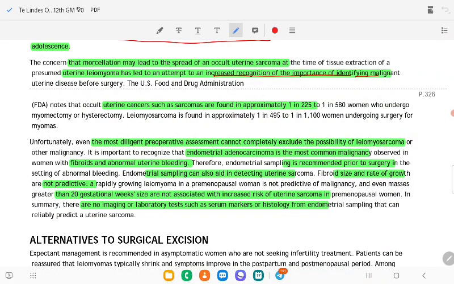But uterine sarcoma is very rare, about 1 in 2 to 580 women. Unfortunately, preoperative assessment cannot completely exclude the possibility of leiomyosarcoma. Endometrial adenocarcinoma is the most common malignancy observed in women with fibroids and abnormal uterine bleeding. So endometrial biopsy has to be done.